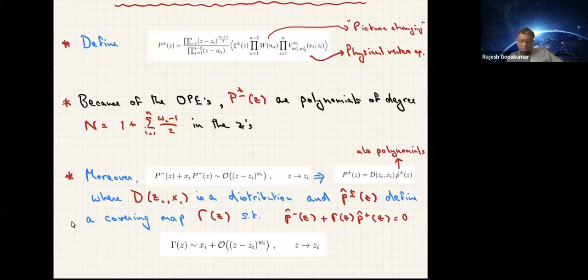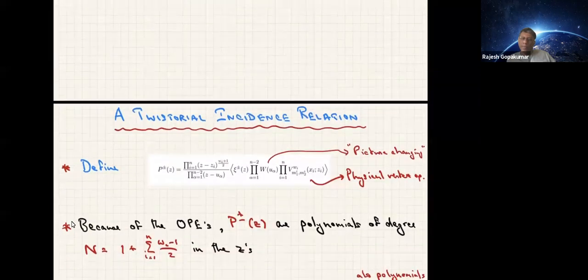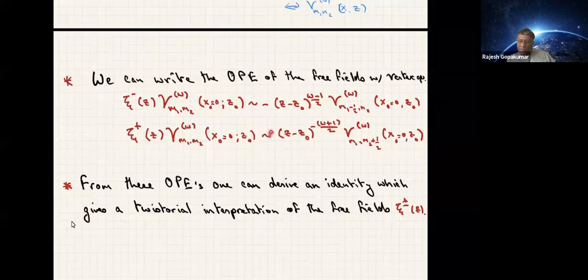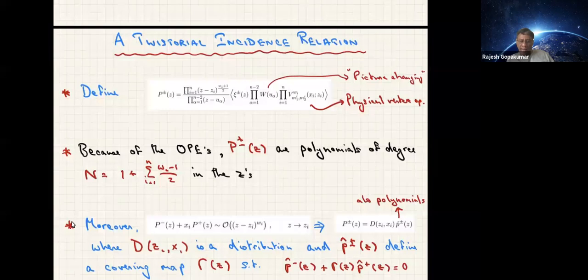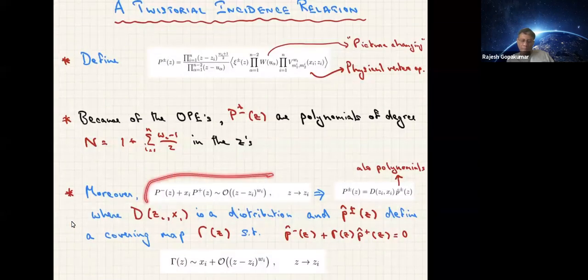Furthermore, you can look at the X dependence and see that as you approach any of the Z going to Zi, if I look at this combination P minus plus Xi times P plus, I didn't write it over here, but you can write down what the coefficient is. In fact, that turns out to be a relative Xi factor. And you can show that this P minus plus Xi P plus vanishes as a power of Z minus Zi to the power Wi as Z goes to Zi.